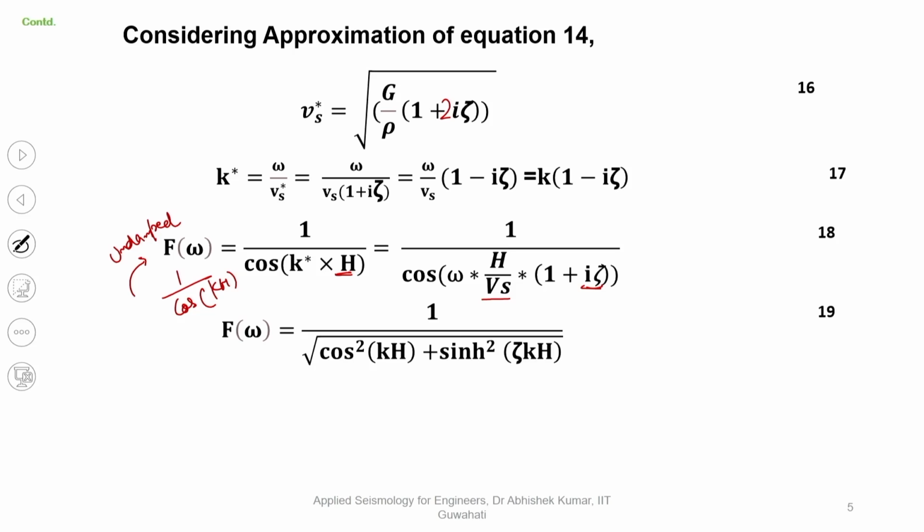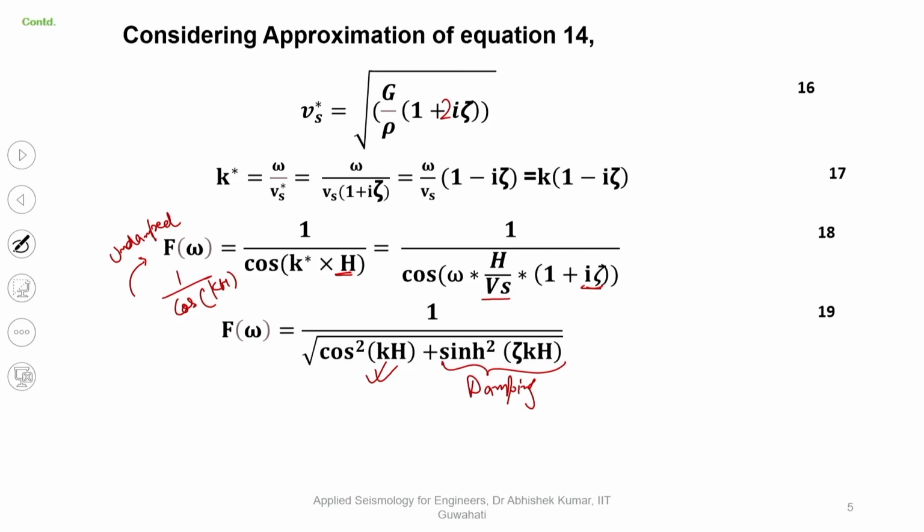So, this is a transfer function for the case of damped case. Earlier this was the component alone for damped case, undamped case. Now, this additional component is coming because of damping present in the system. So, because of damping you are getting additional component as a function of transfer function 1 over square root of cosine square kh plus sine hyperbolic square chi kh.